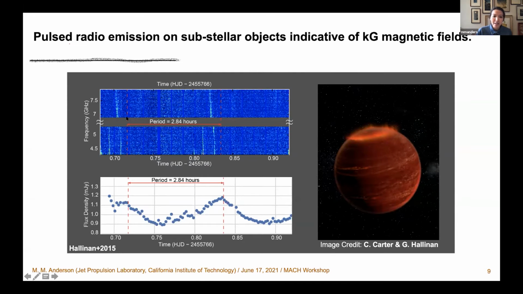And what I'm showing here is the same object, the same observation. On the bottom here is Balmer line emission that's showing periodicity at the rotation rate of the object of about 2.84 hours. And on the top is the radio dynamic spectrum at gigahertz frequencies, going from about 4 to 8 gigahertz, showing that same periodicity of 2.84 hours. So this was a really exciting result.